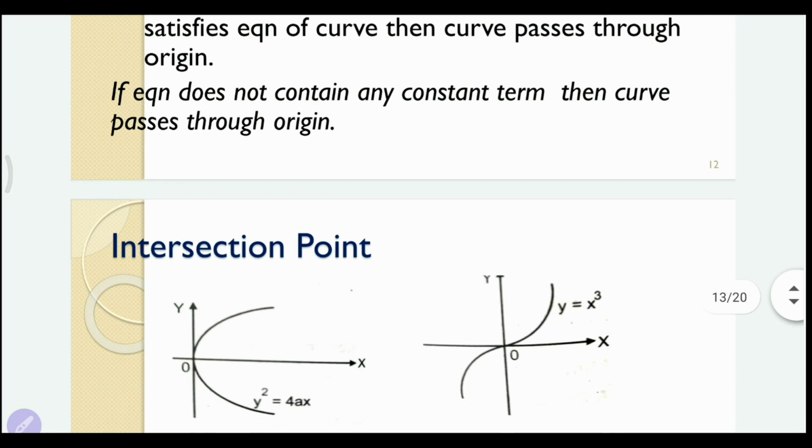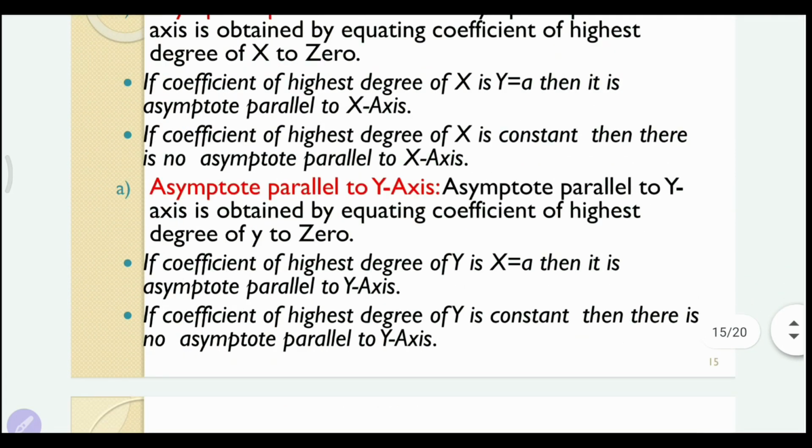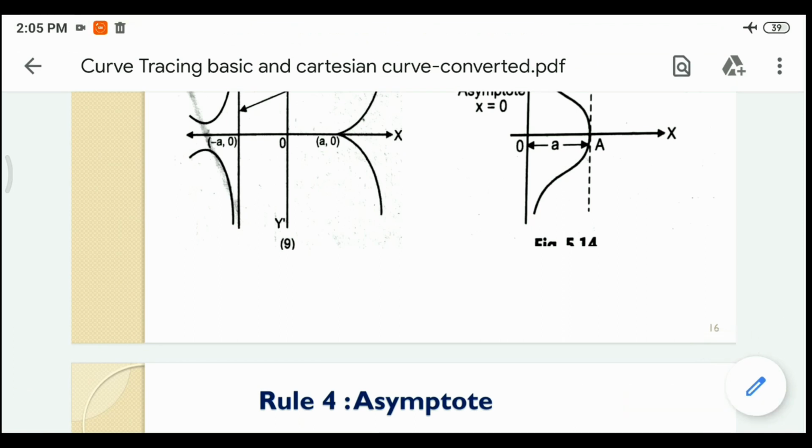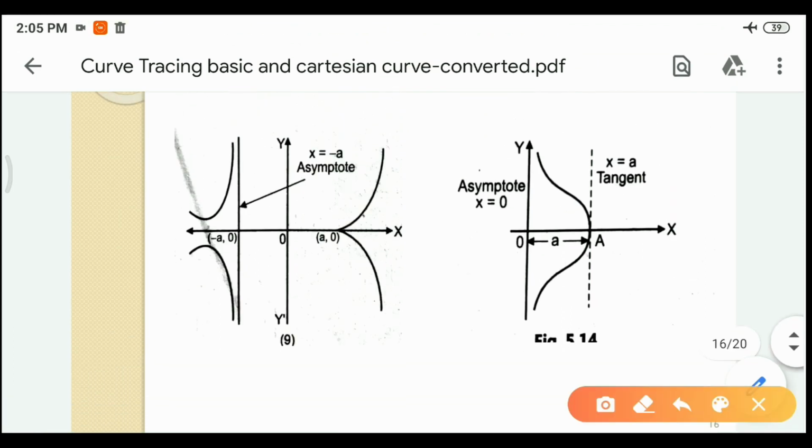So this is about the asymptote part. Now let's move to the next part. Here I have drawn some asymptotes. This line is the asymptote which is parallel to y-axis. If you look at this line, it is very close to these two curves, but not touching them. Similarly, here this line is also an asymptote, because it is parallel to this curve on both sides but not touching it.